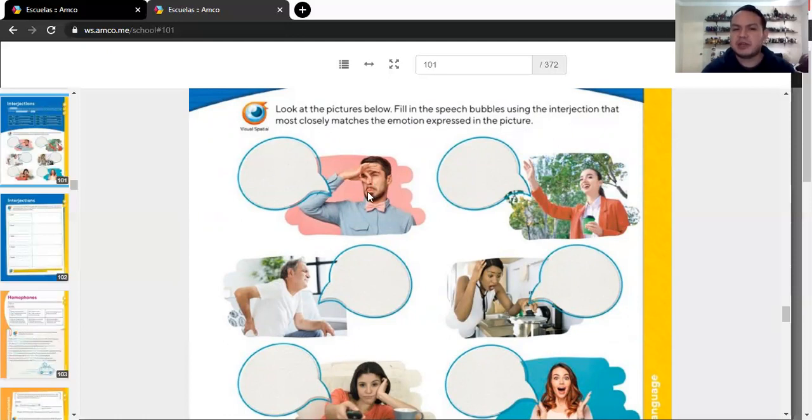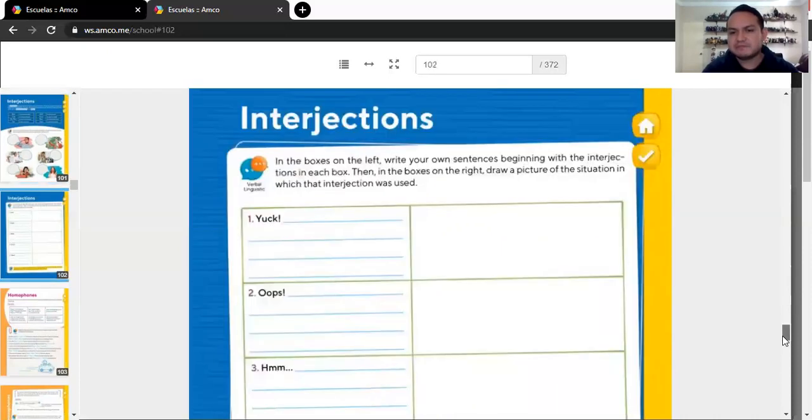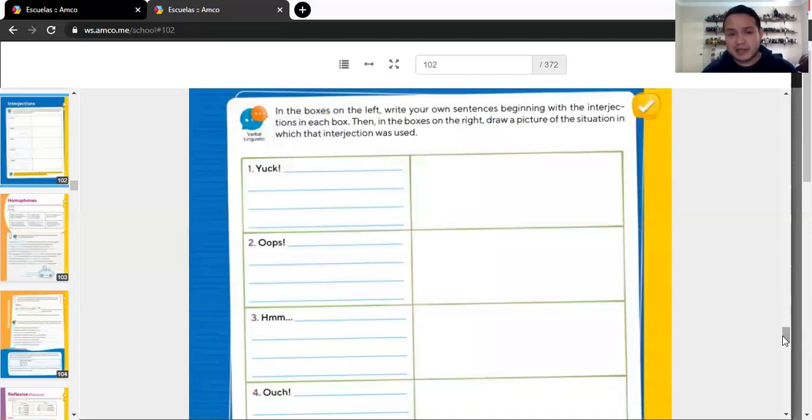What do you think it's gonna be here? Do you think it's gonna be like, hey? Do you think it's gonna be wow? Of course not. Most likely it's gonna be a yuck. Okay, and then you just have to do it. Complicated? Of course not. You're too smart to do this. And then we go to the next page. This other page is gonna be completely easy for you.